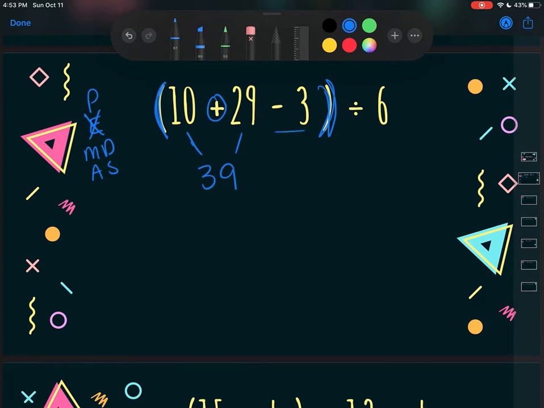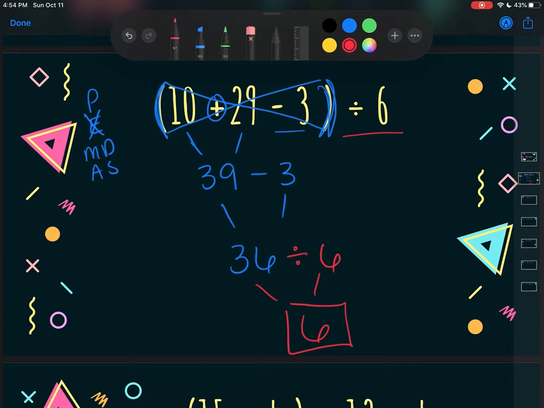Well, 10 plus 29 is 39. So then I bring down my minus 3. So now I have 39 minus 3. Well, 39 minus 3 would be 36. So now my entire parentheses simplified to be 36. Now I've got to bring down the rest of my problem. The rest of my problem was dividing by 6. So I now have 36 divided by 6. Well, 36 divided by 6 is equal to 6. So 6 would be my final answer.